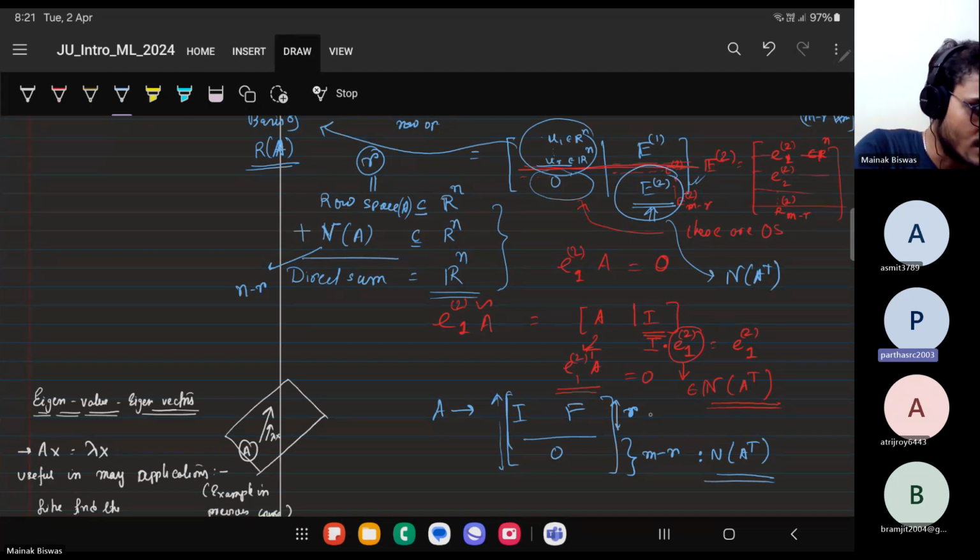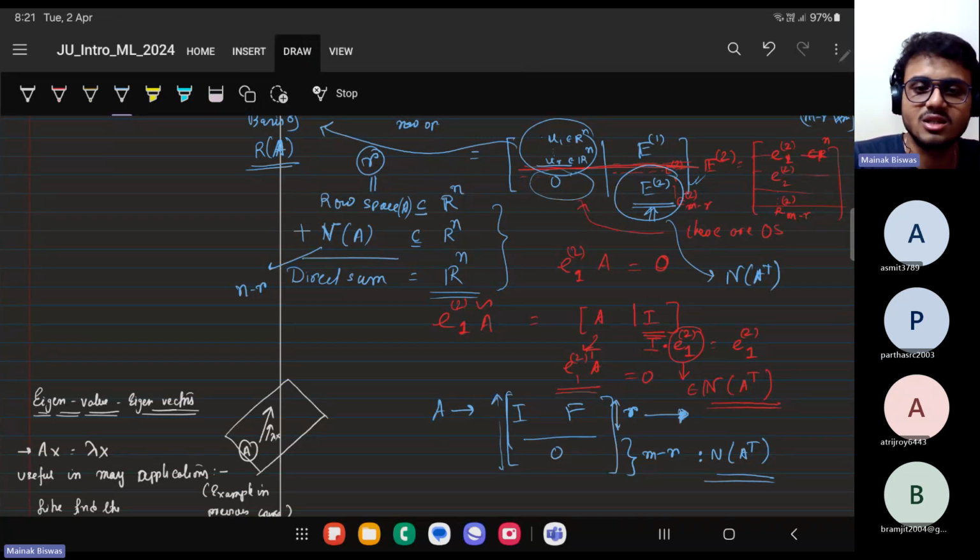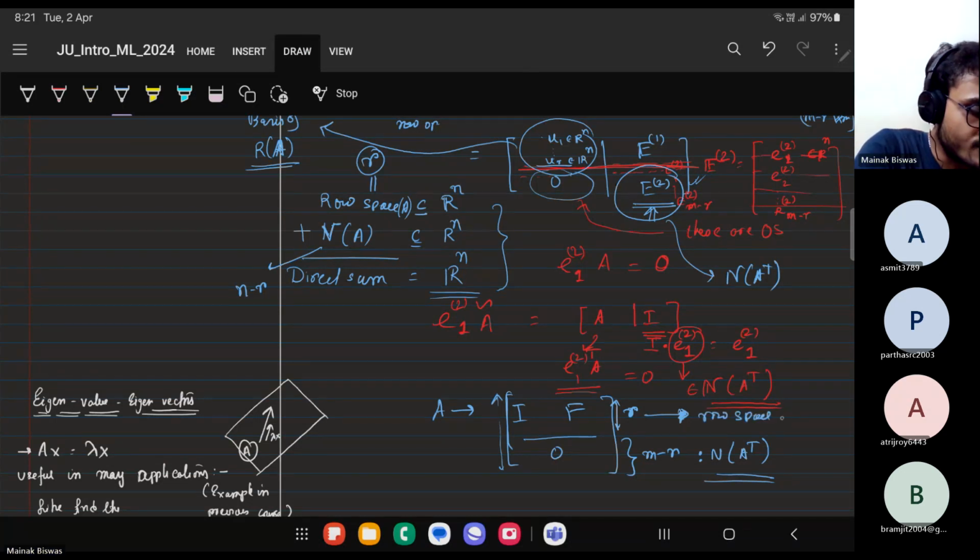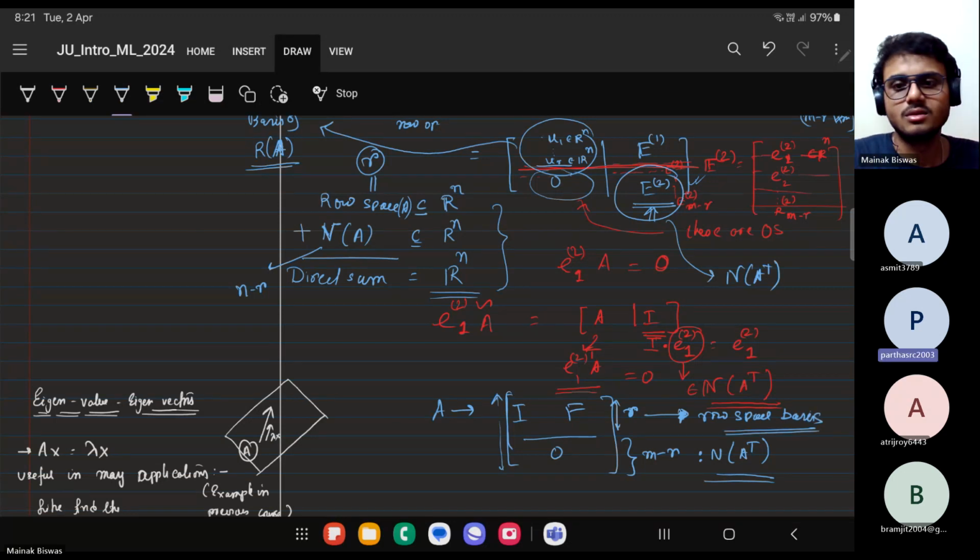And we have done row eliminations to obtain these. Which means that the row space has not changed. So these are row space bases. We explained so many times that just doing linear combination of the rows does not change the row space.